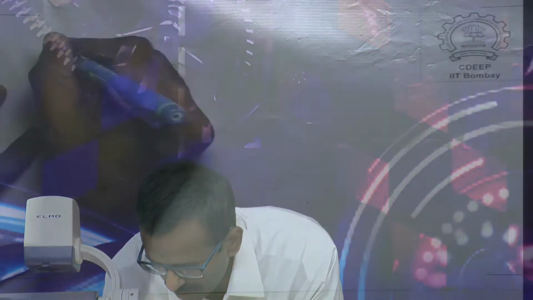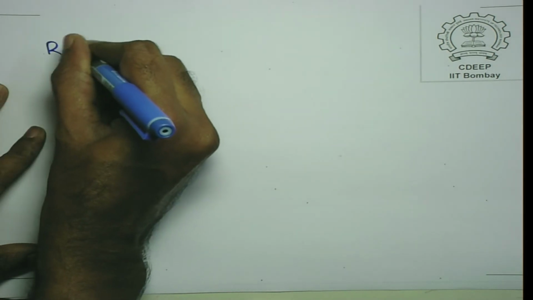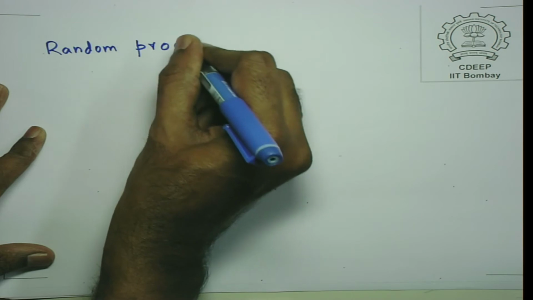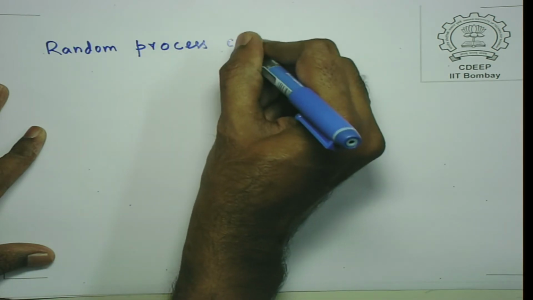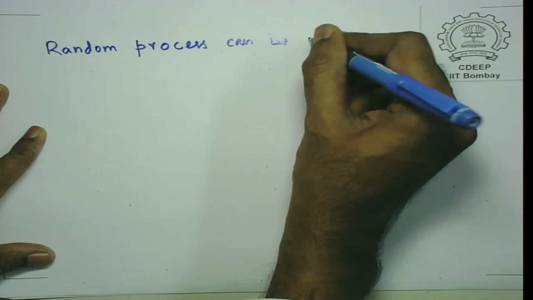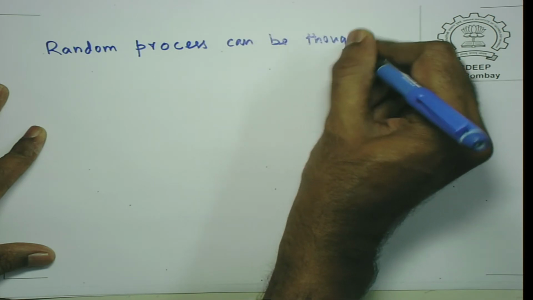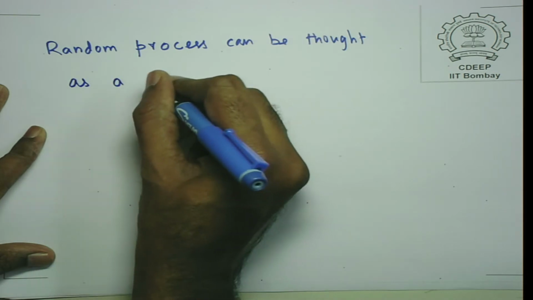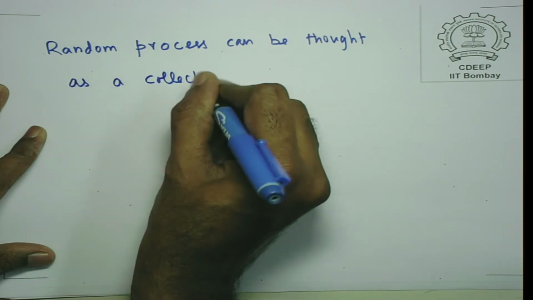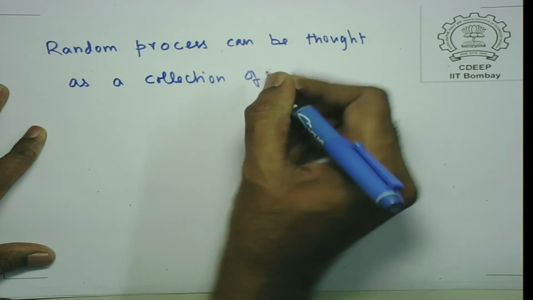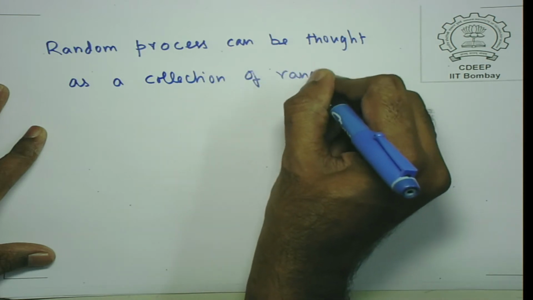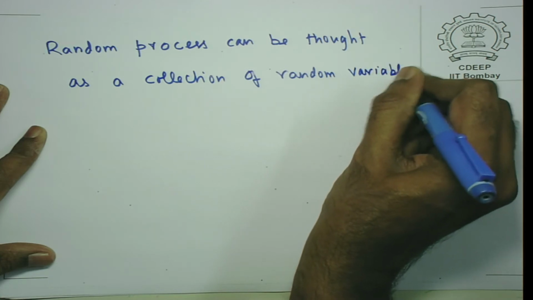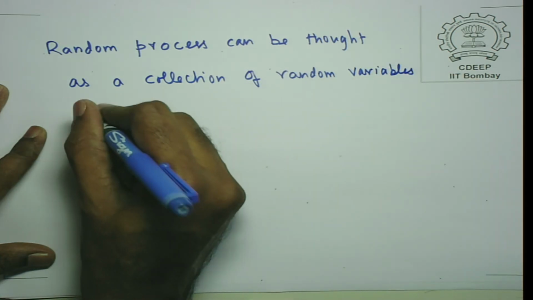So random process can be thought of or actually are defined as a collection of random variables and indexed by a set.